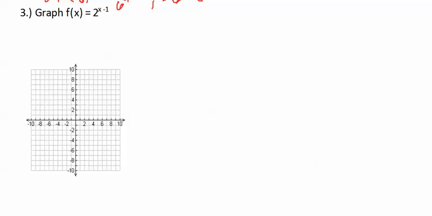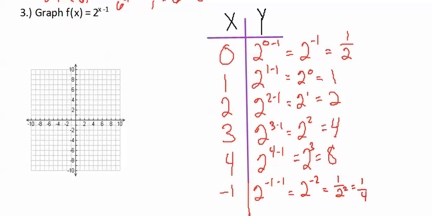In our third example and our last example, we have the function f of x equals 2 to the x minus 1 power. Go ahead and make a t-chart. Pause the video, and make your t-chart. All right, now take a look at the t-chart on the right. Compare the numbers. You have 0, 1/2, 1, 1, 2, 2, 3, 4, and 4, 8, and finally negative 1, 1/4.